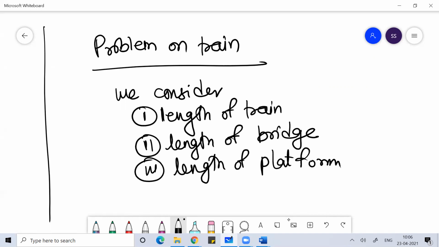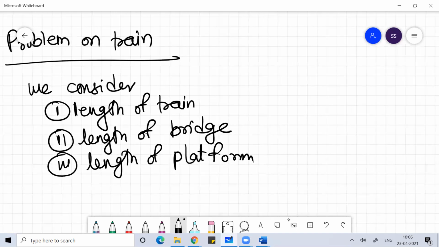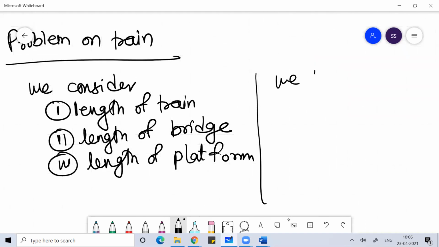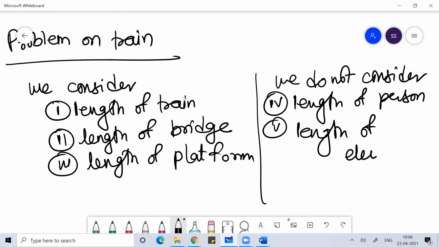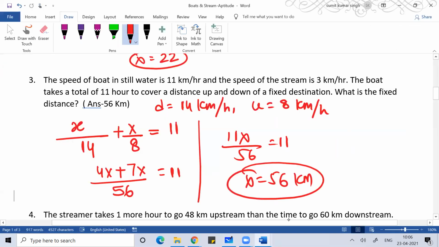While solving the problem on train, we consider the length of the train if it's given, the length of the bridge if a bridge is given, and the length of the platform, but we do not consider the length of a person or an electric pole, something like this. Based on this, we try to solve the problem. So on train, you can understand this while we try to solve problems.